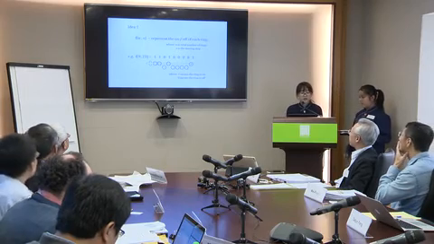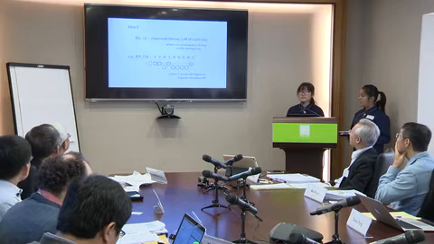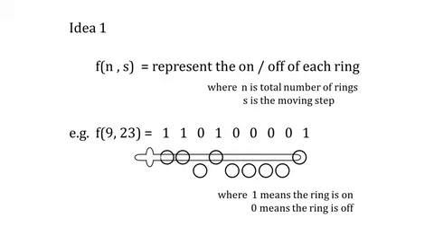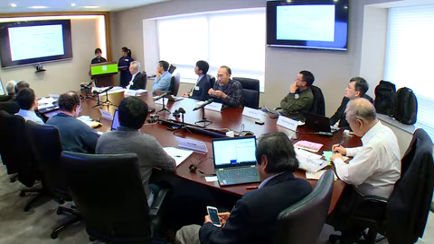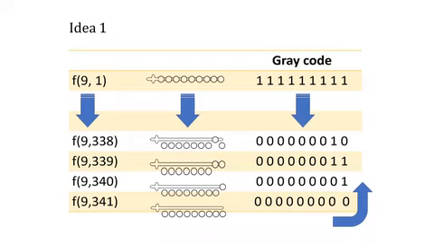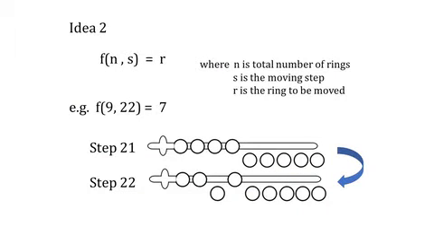Our idea 1 is that we want a function that represents whether each ring is on or off. For example, when the total number of rings is 9, we focus on step 23, and we use a binary number to represent it, where 1 means the ring is on and 0 means the ring is off. We list all these numbers. However, that is called Gray code, so our topic is already done by others. Hence, we have idea 2.